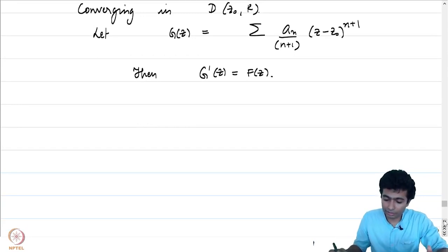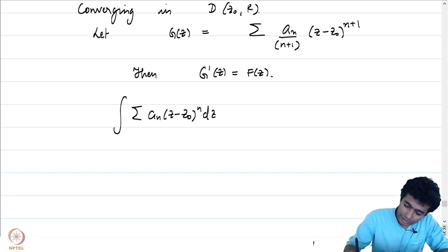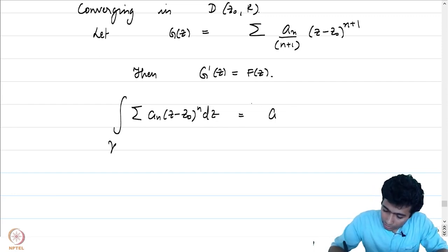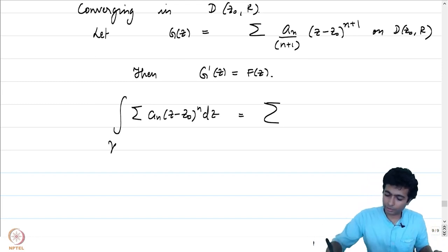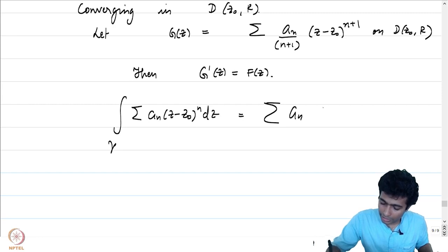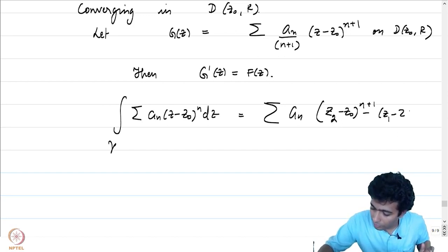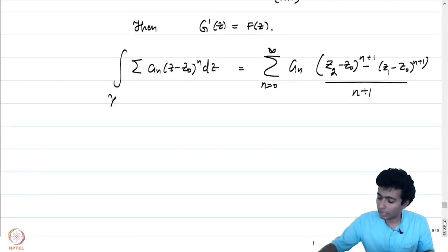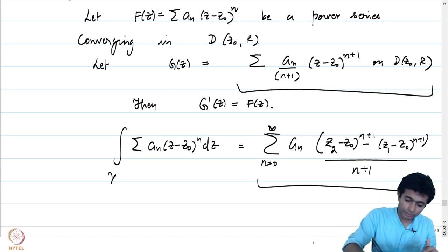By applying the fundamental theorem of calculus, we have the integral of the summation a_n (z minus z0)^n dz over gamma. Since the series converges at these points, this is going to be equal to the summation of a_n times (z2 minus z0)^(n+1) by (n plus 1) minus (z1 minus z0)^(n+1) by (n plus 1). So we have crucially used the fact that this series converges on every point of D(z0, R) to write it like this. Okay, so let me stop here.